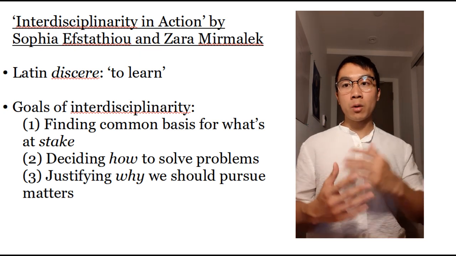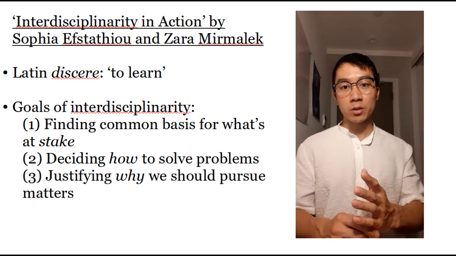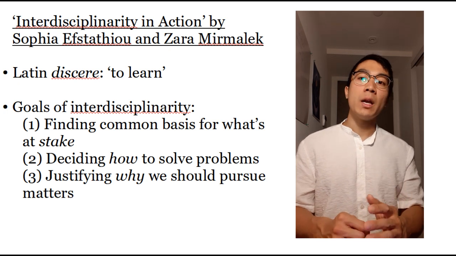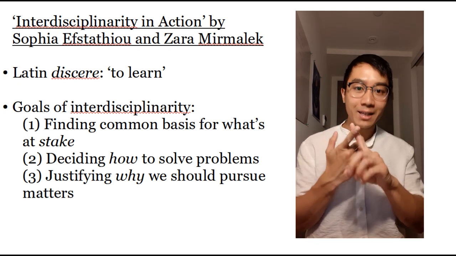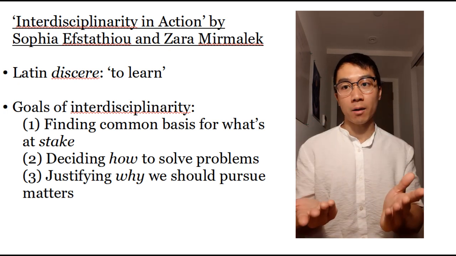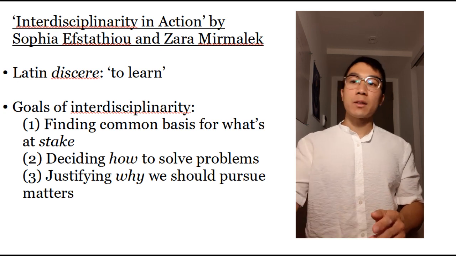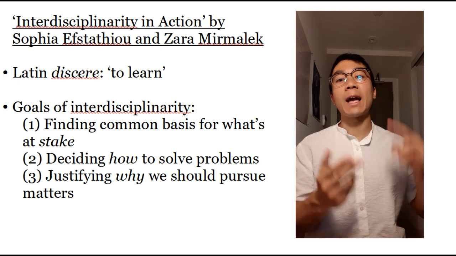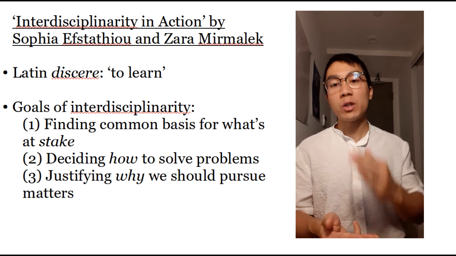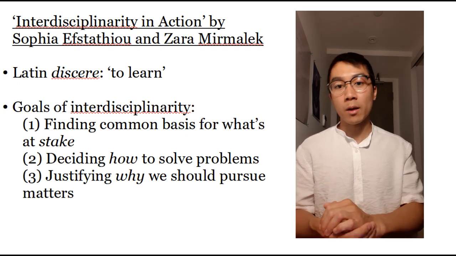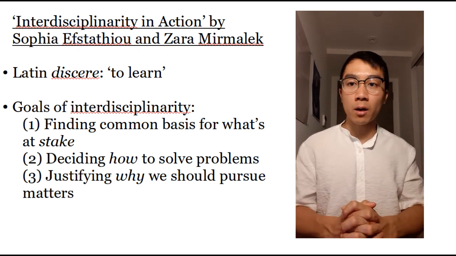So the common goal of all interdisciplinary research and all social science research in general is to find a common basis for what's at stake in studying poverty. Why do we care? Right? So that leads me to the second and third things, which is deciding how to solve problems, and third, justifying why we should pursue matters of inquiry. Why do we care to study this thing at all?